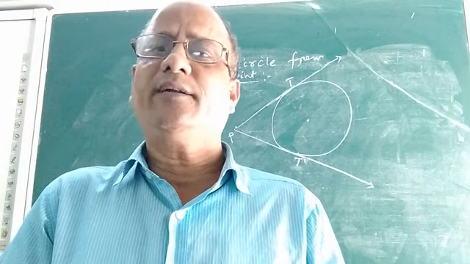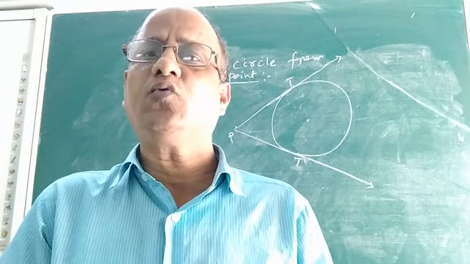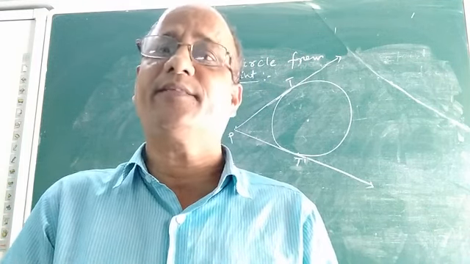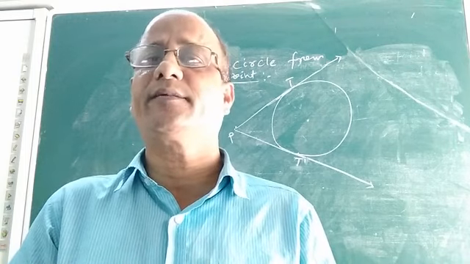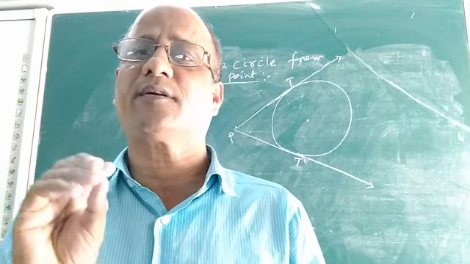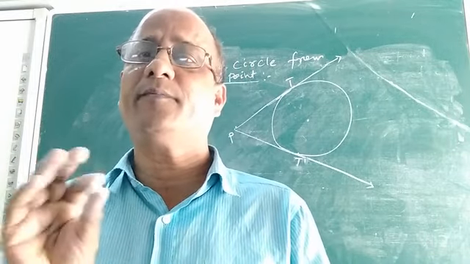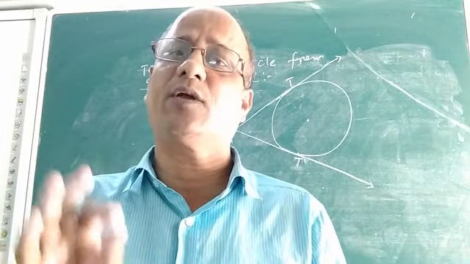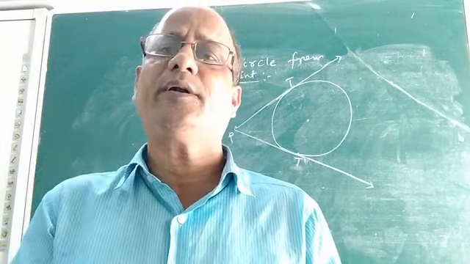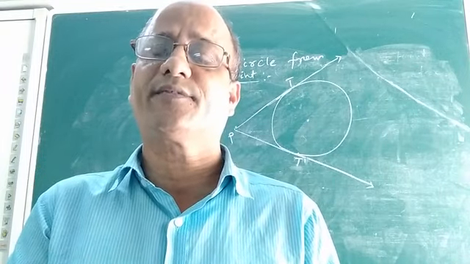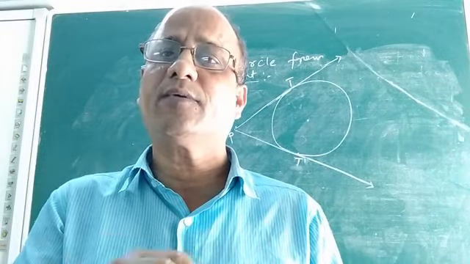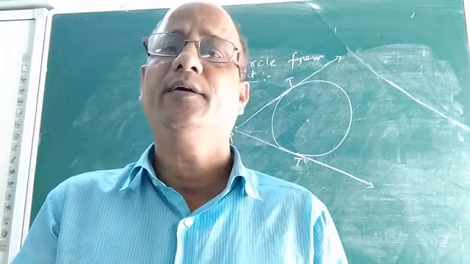Children, today let us discuss how to construct a pair of tangents to a circle from an external point. Children, in the chapter circle we know that if two tangents are drawn to a circle from an external point, their lengths are equal. Now the point is, how can we construct two tangents from an external point to a circle? What are the steps? Let us see, okay?